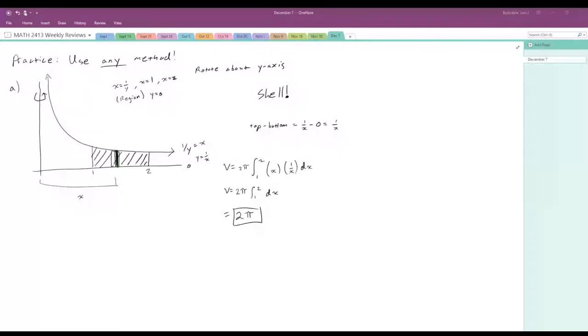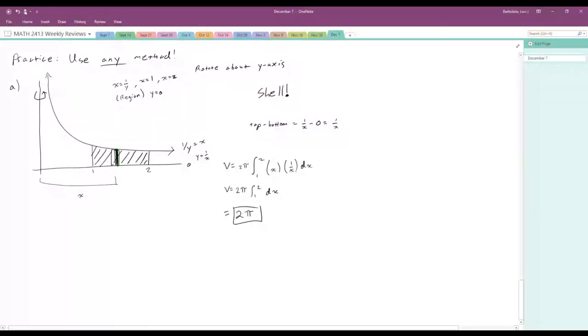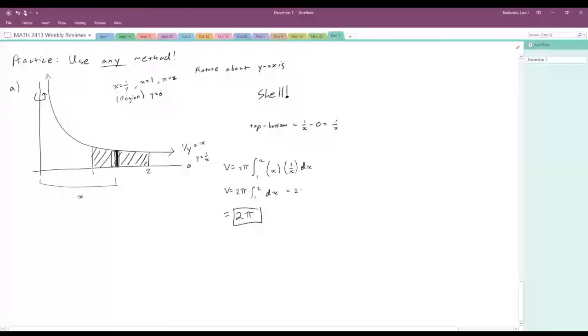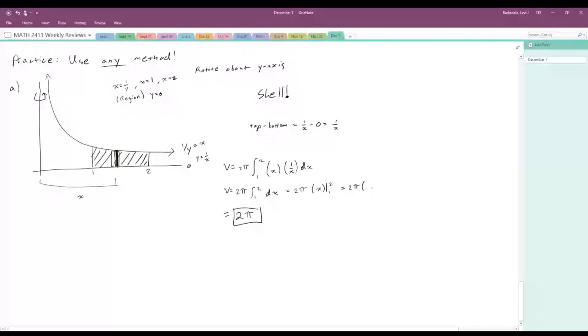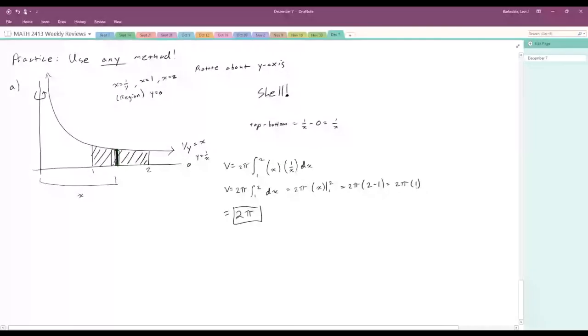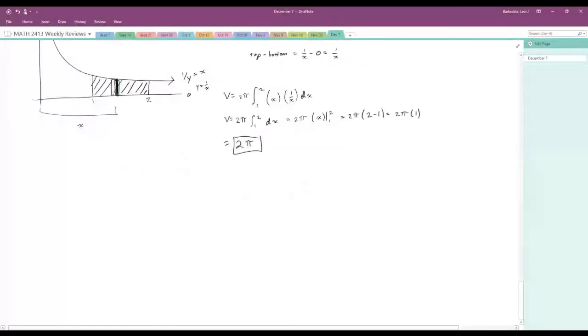Perfect. So wait, wouldn't you technically have integral of 1, and then that 1 would go to x, and then you would just plug in 2 minus 1? Right. Just 1? It would be 2 minus 1. So if we wanted to be super formal, we could say that this is 2 pi times x from 1 to 2, which is 2 pi times 2 minus 1, which is 2 pi times 1. But yes, right idea.